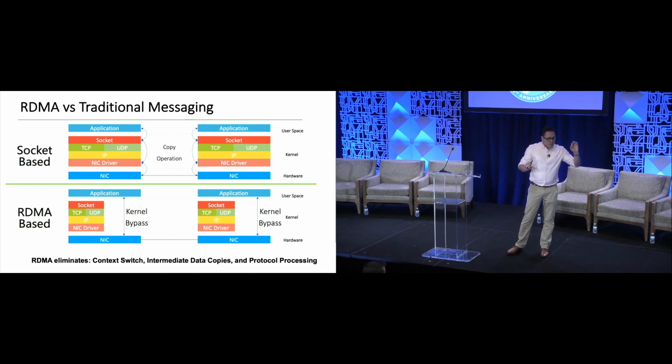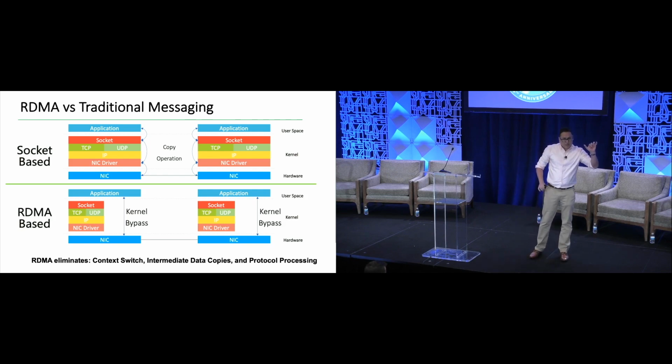The data from the application is placed directly into the application, meaning that the application will register the exact memory where it wants to write from or read to. There are no intermediate data copies, there's no middleman, there's no host-mediated I/O. And I'll discuss that in more detail in later slides.